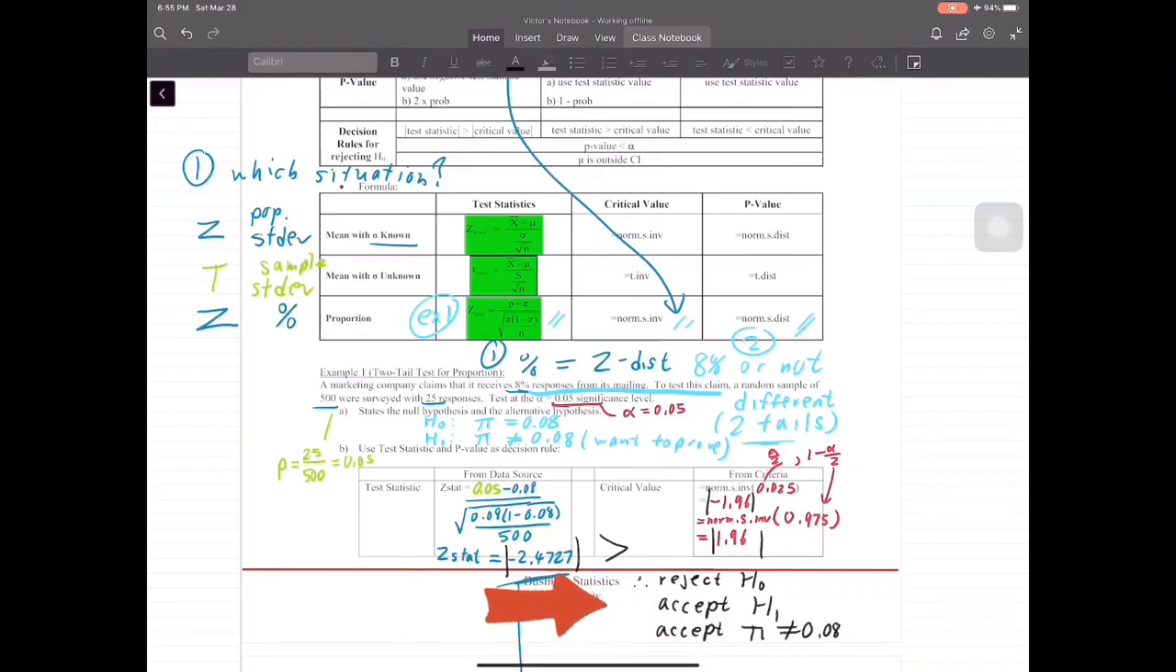When we're rejecting H-null, that means we're accepting H1, because there are only two scenarios: you either have H-null or H1. If you're rejecting H-null, that means you're accepting H1. What we're accepting is that the population proportion does not equal 8%. We're accepting that pi does not equal 8%.